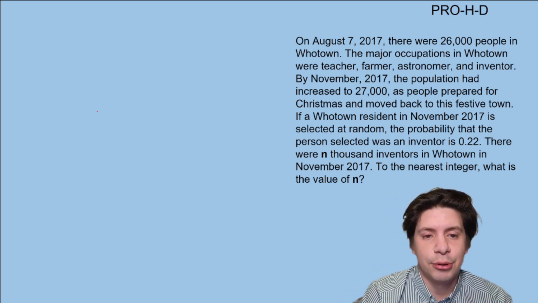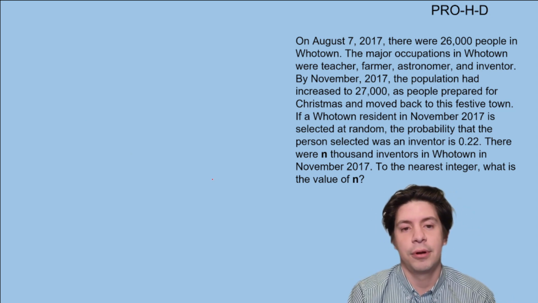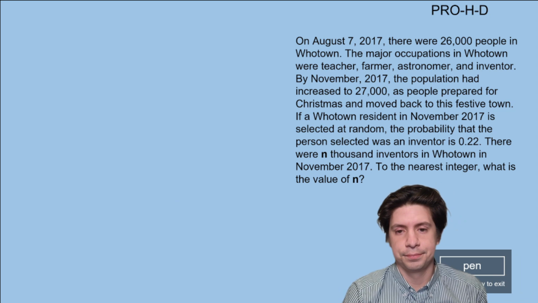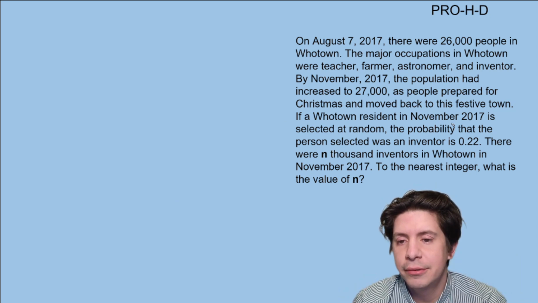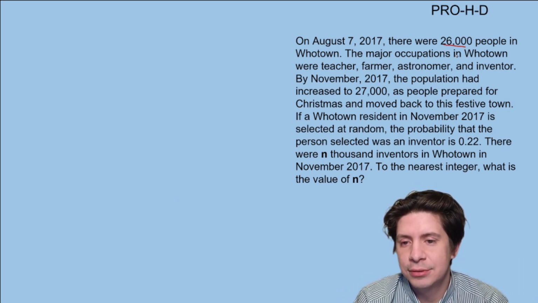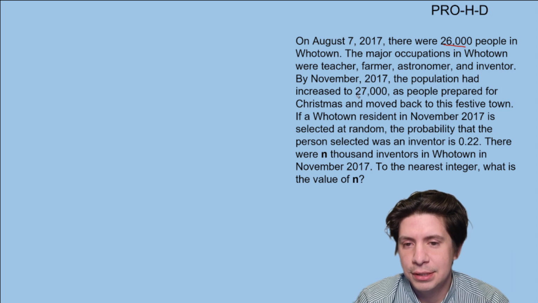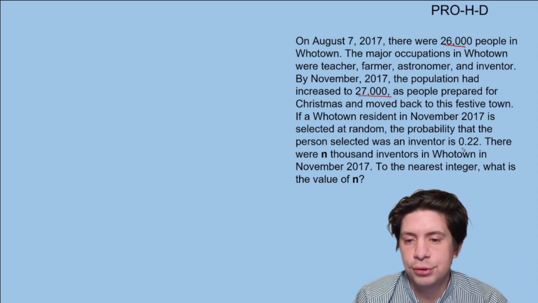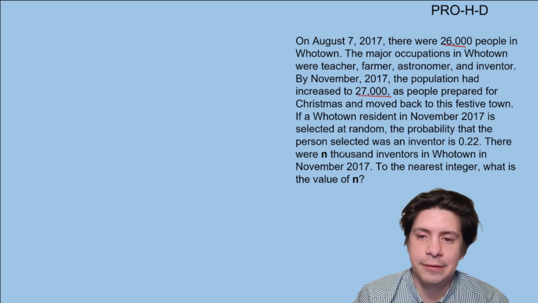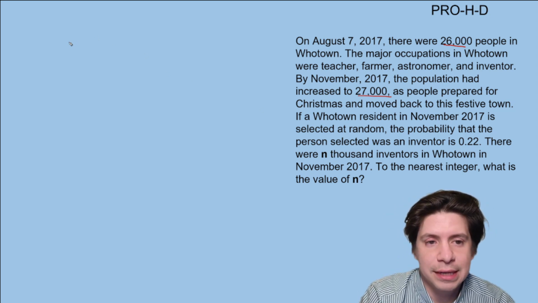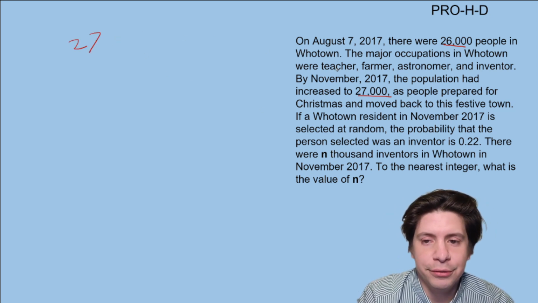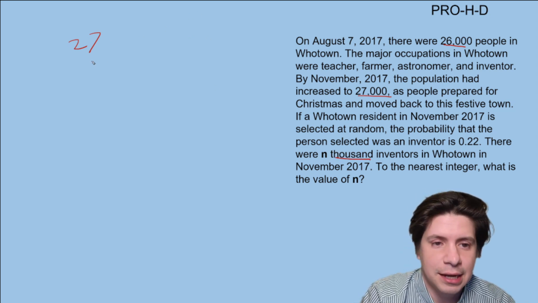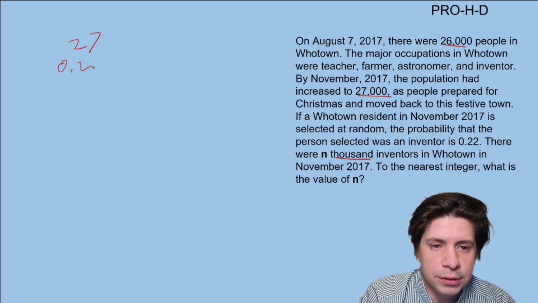So this is similar to other ones where we take the total and the probability to find the value of the thing. So here, we're not going to use the 26,000 because we're talking about the November population, and that's 27,000. And the inventors are 0.22, and it's n,000 inventors. So we're going to do 27, and we don't need to do the 1,000 because the 1,000 is going to be accounted for by the word 1,000. So we can just do 27 times 0.22.